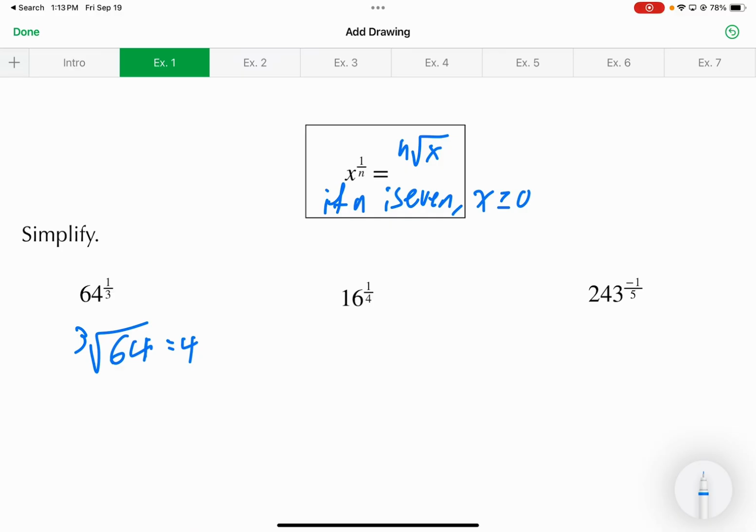All right, what about 16 to the 1/4? That's the same as what? Is 16 a perfect fourth power? What would that be? 2, right? 2 to the 4th is 16.